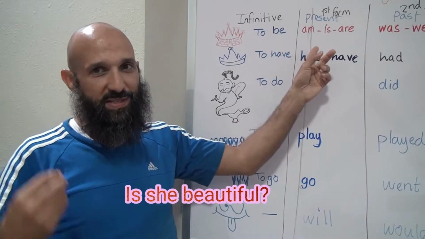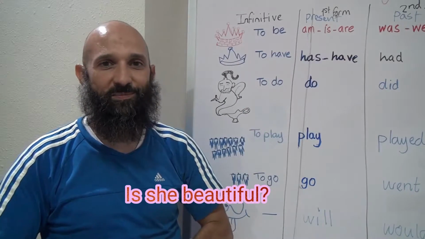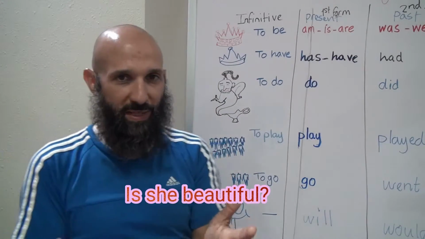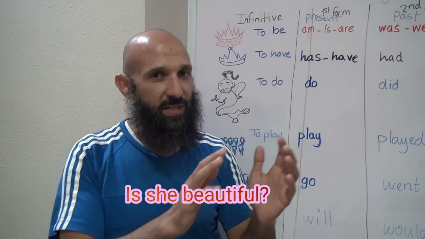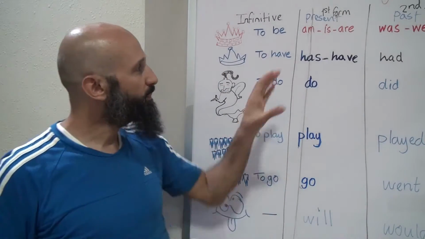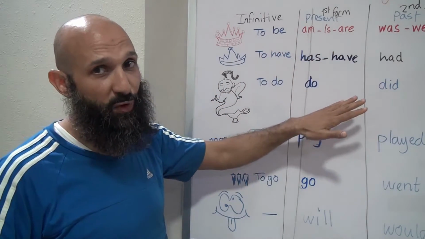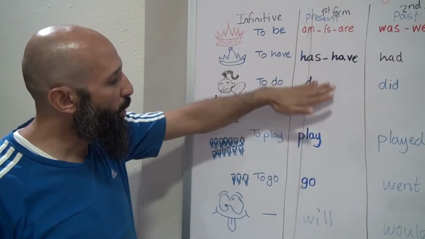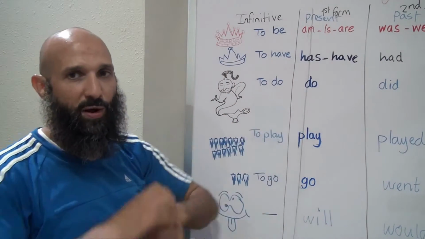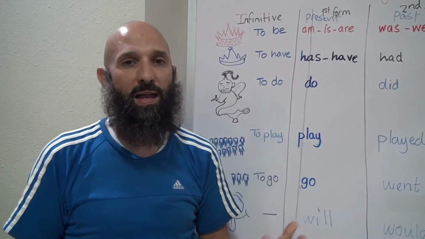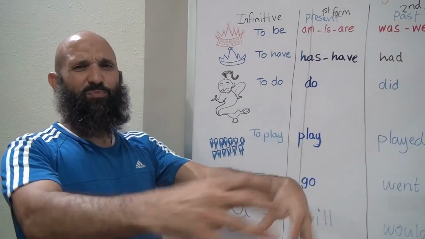If the present simple verb is verb to be, is, are. So again, how do we make the question? She is beautiful. Is she beautiful? Now, verb to be in the present simple, as I said before at the beginning of the video, is different from all the other verbs in English. So it's different from has and have and do and play and go and all the other verbs. Why? Those verbs are from us, from the people.